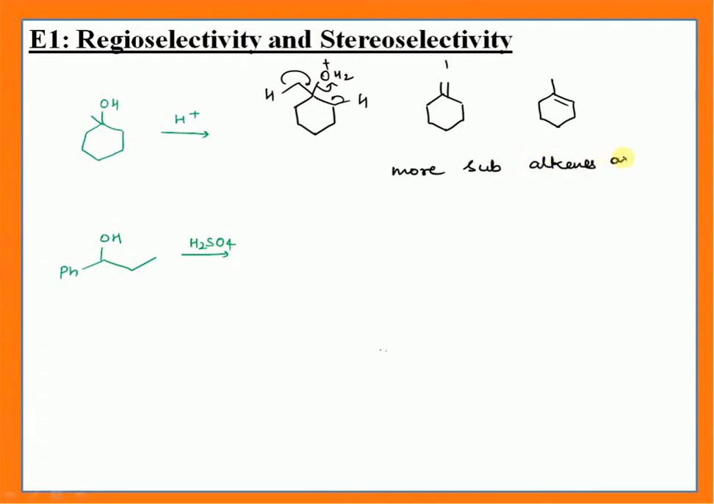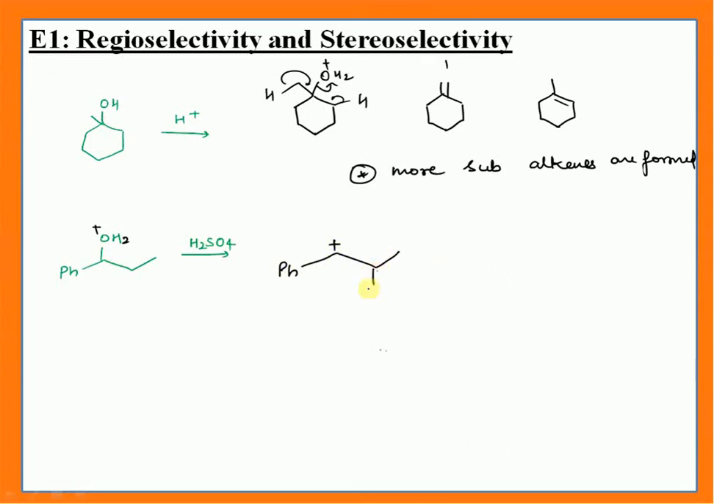More substituted alkenes are formed because they are more stable. Then we come to the point of stereoselectivity. When you protonate this OH and you remove a proton from this position, you have two possibilities, because this is not a single-step reaction. Actually, you will first get a carbocation which is planar in nature.